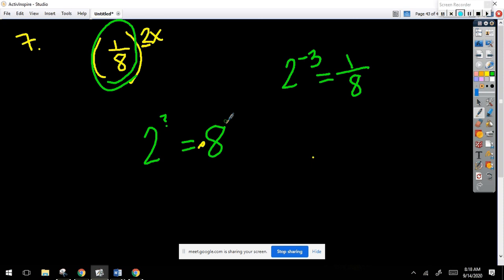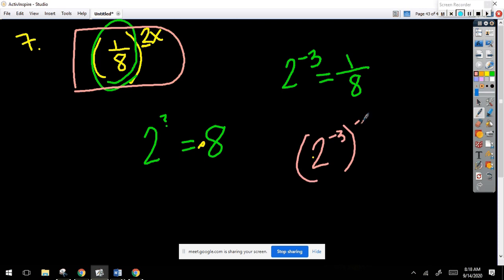So I need to go back and incorporate this original exponent with it, right? Because it's not just 2 to the negative third. So it would be 2 to the negative 3 to the 2x. And now by my properties of exponents, I can multiply those two together. 2 to the negative 6x is the answer. That is rewritten.